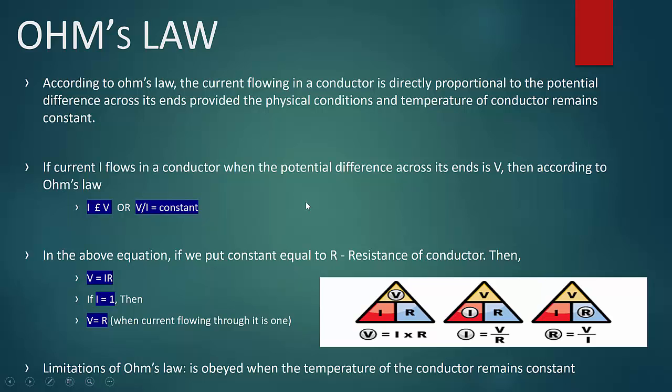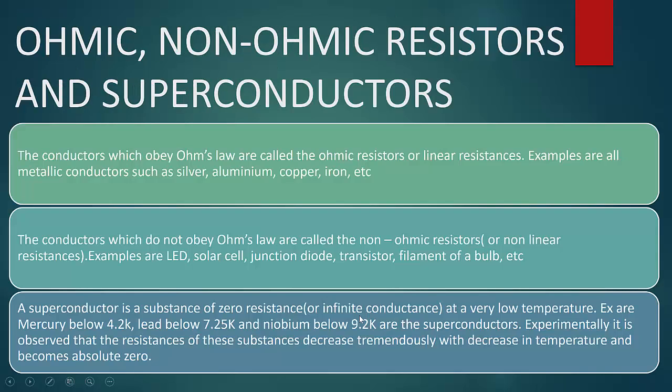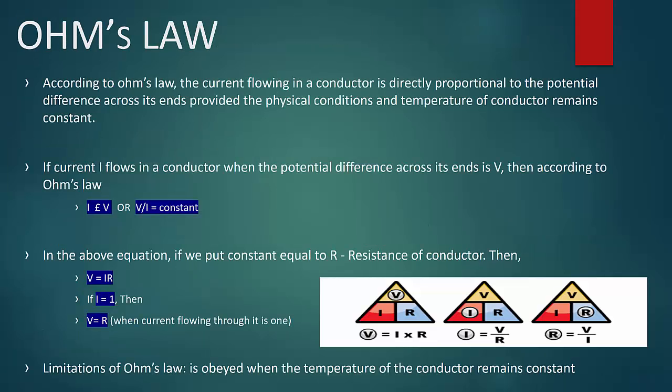Ohm's law gives us 3 main formulas. One is V is equal to IR, and another one is I is equal to V by R, and R is equal to V by I.